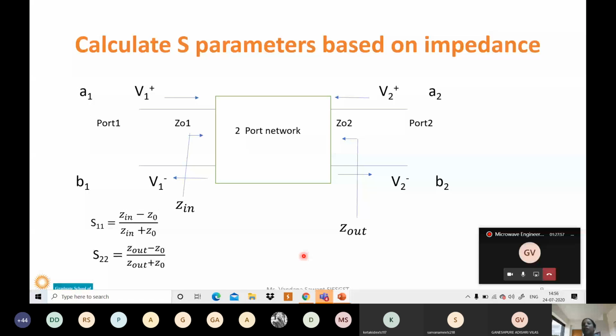Okay, you will come to know from the next lecture how to calculate the S parameter, and it's very easy. Don't get scared. It's very easy compared to network theory. Okay. So now what is your doubt? Ma'am, it's cleared. It was the same doubt.